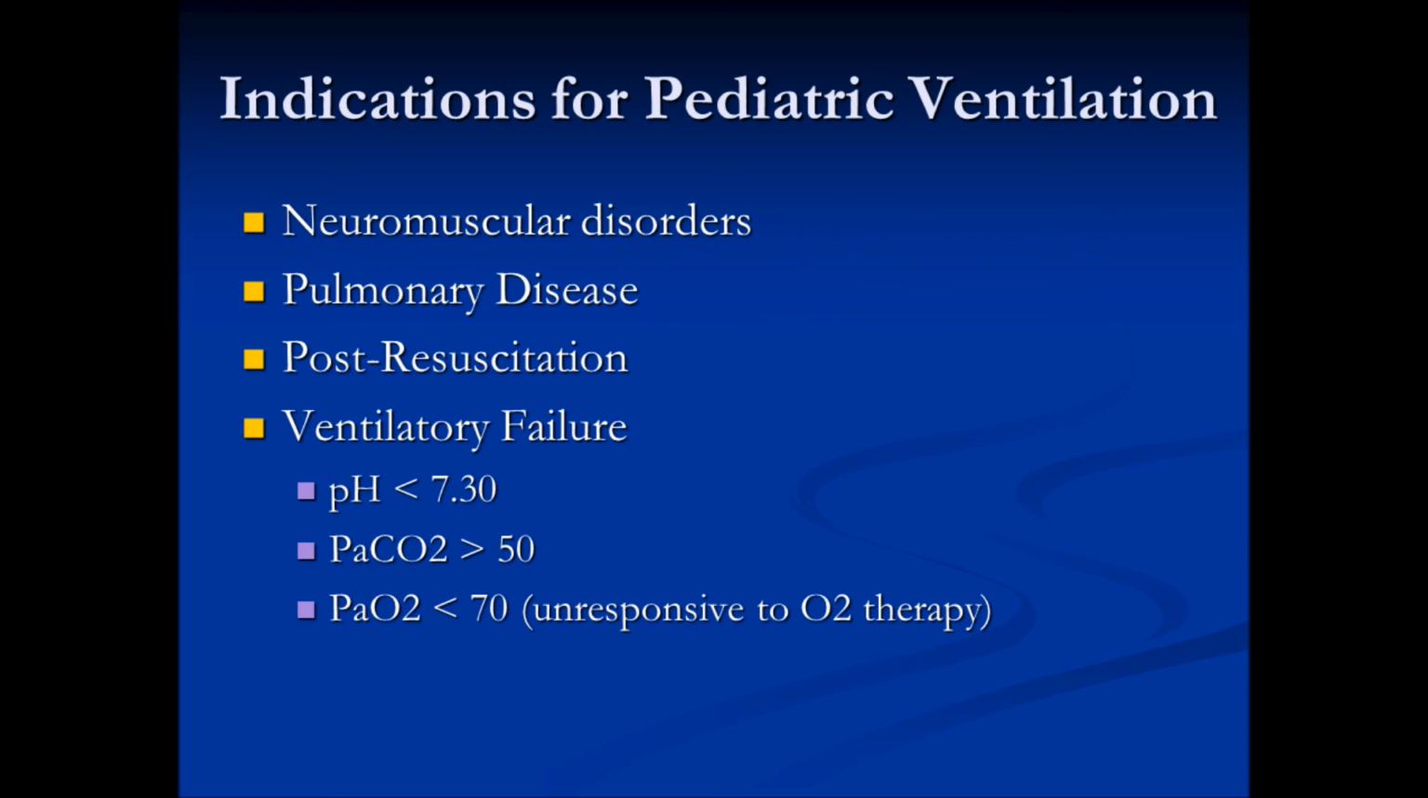Okay, now we're going to switch gears to pediatric ventilation, which really is identical to adult ventilation except for the ranges that we're going to use to set the vent up. So indications, you already know: neuromuscular disorders, some type of pulmonary disease affecting their ability to ventilate, post-resuscitation if they still have ventilation issues, and of course if they are in ventilatory failure, which is indicated by a blood gas.